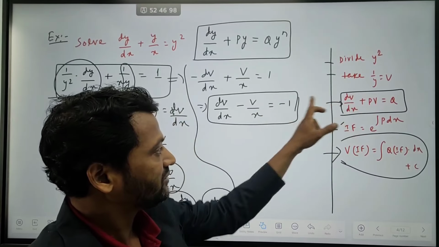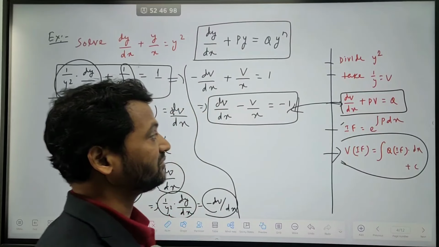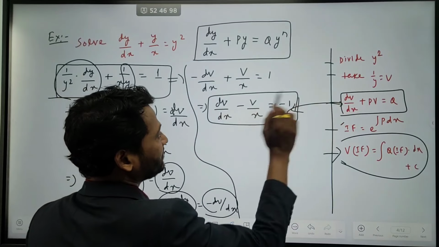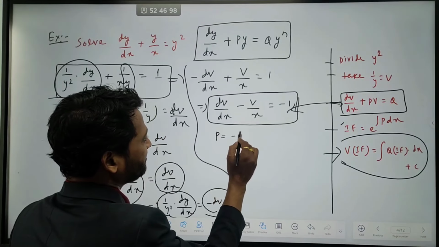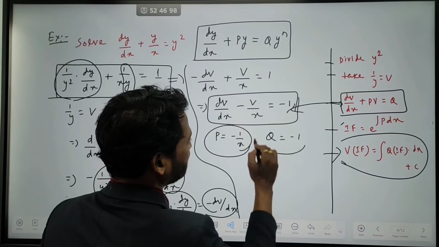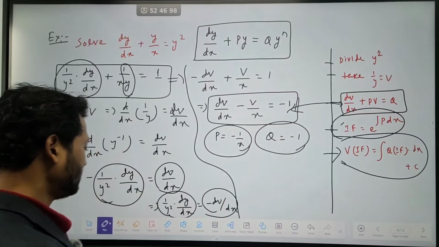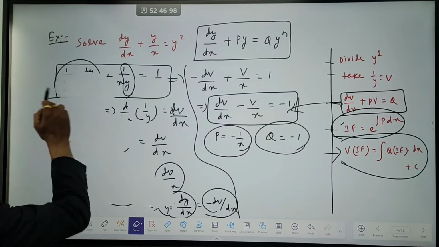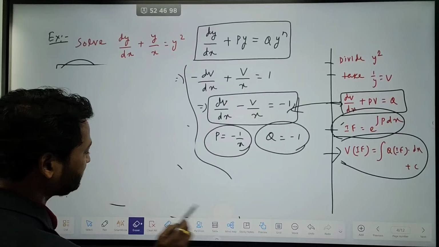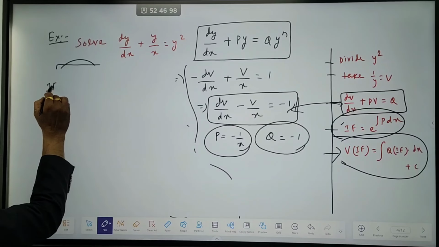Look, compare. The standard form of linear differential equation is dv by dx plus pv equal to q. Compare this with that. Look, p will be minus 1 by x, right? And q will be minus 1. Then we will find out the integrating factor and the solution. So what is the formula of the integrating factor?